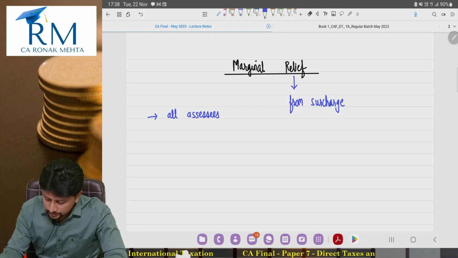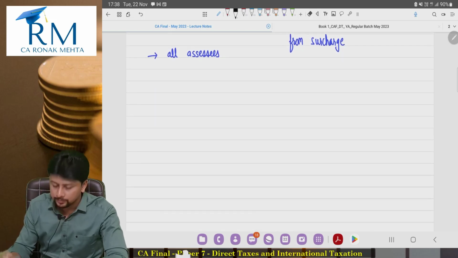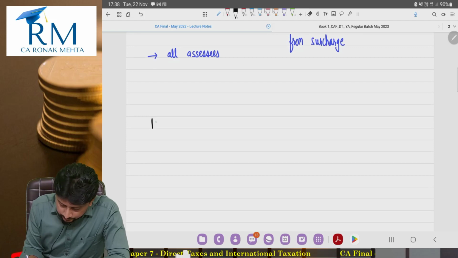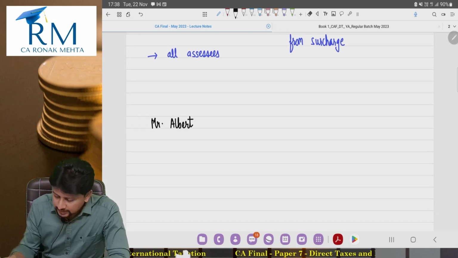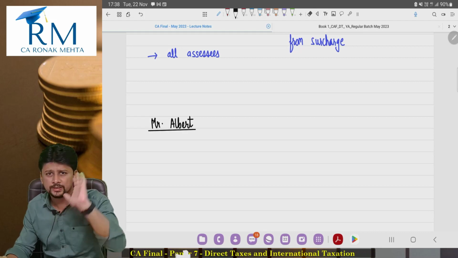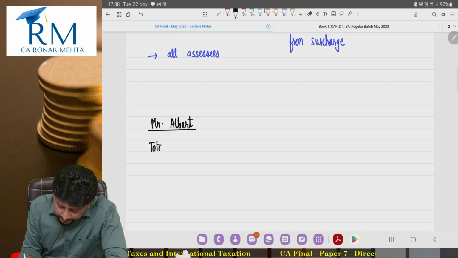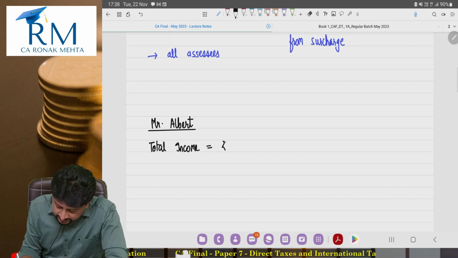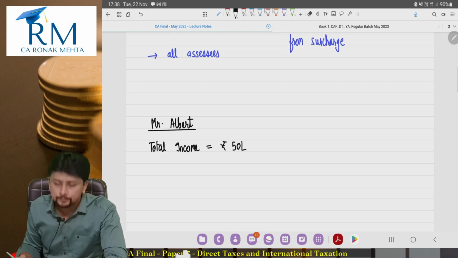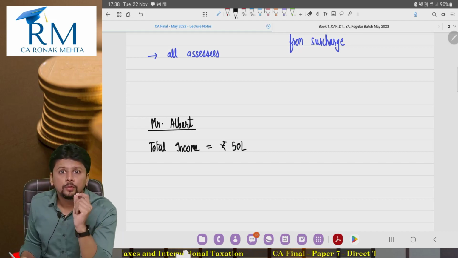Now see, why do you need marginal relief? What is the need? What is the basic concept of this? Let's imagine there is one person, Mr. Albert. Let's take the example of an individual. Albert, resident of India, aged below 60 years. And this Albert has a total income of exactly 50 lakh rupees. Now does surcharge apply? Answer is no.